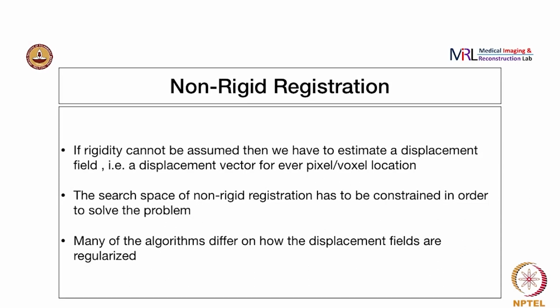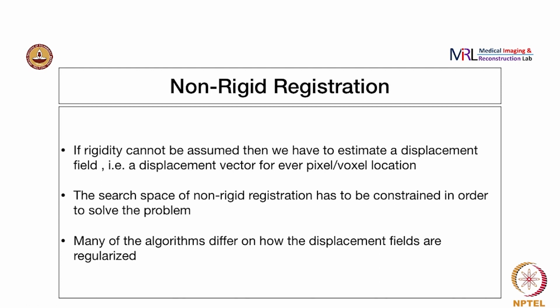So if rigidity cannot be assumed, then the most general non-rigid registration transformation is basically the estimation of a deformation field or a displacement field. This is nothing but the estimation of a displacement, which is a vector, because you need to have components in x, y, and z directions. A small displacement for every pixel in the image, or in some cases for control points. There is a bunch of pixels which you choose as control points, and you estimate at least the displacement for those pixels.